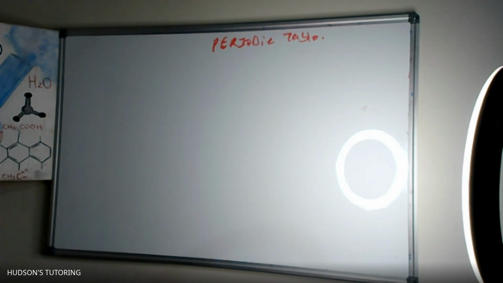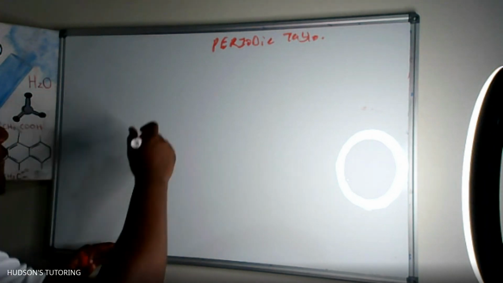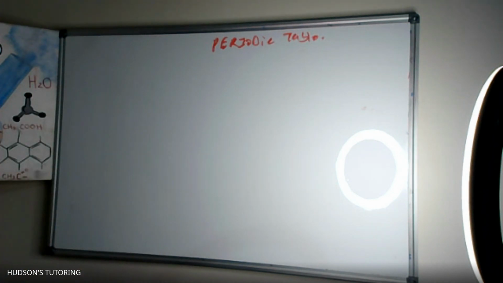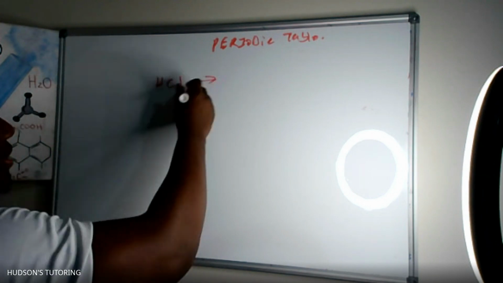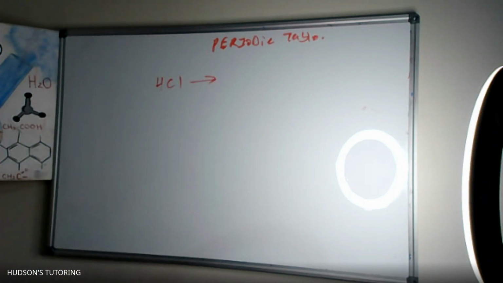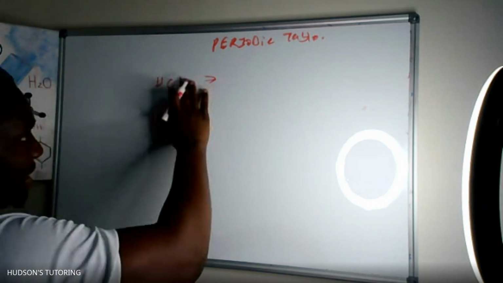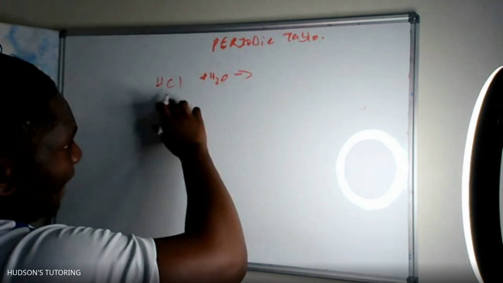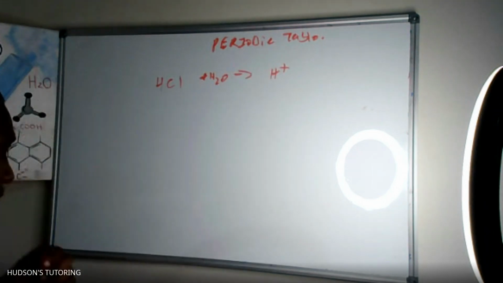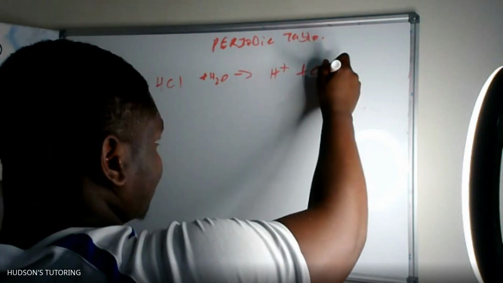Now we can have strong acids and we can have weak acids. So for example, hydrochloric acid is a strong acid. Why? Because it will dissociate completely when placed in water. So if you place this in water, then it's gonna form hydrogen ions, H plus ions, and it's gonna form corresponding Cl minus ions.